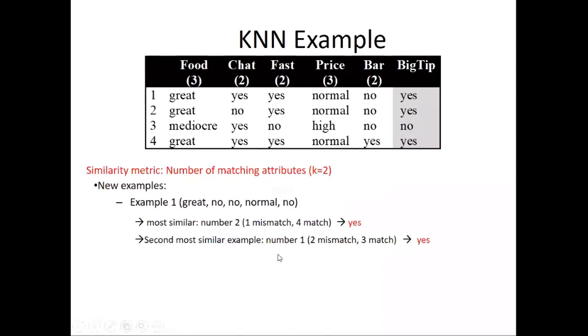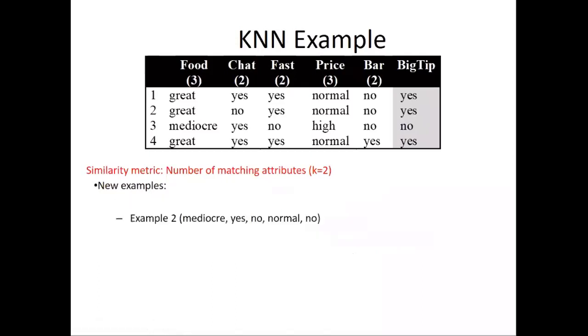Is it clear? Similarly, I have one more example. In this case, when the k value is 2, big tip, is it yes or no? Try to compare attribute by attribute. From the first example, you have to find out whether attributes are matching or not, and how many attributes are matching. Is it closest to this example or not? You have to find out. So big tip, is it yes or no?